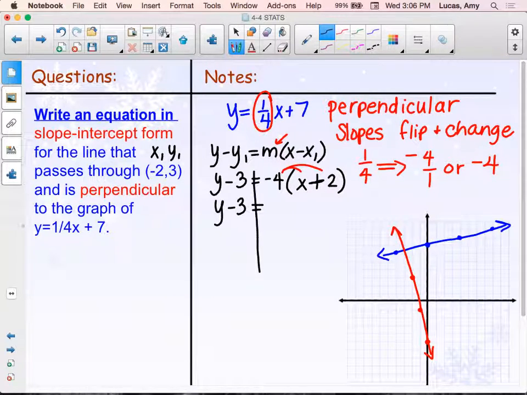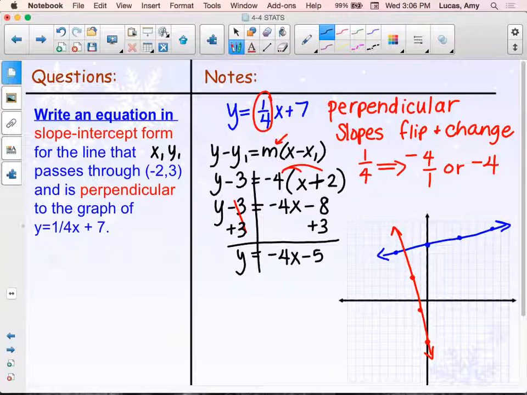Perpendicular slopes flip and change. Parallel slopes stay the same. Distribute -4 and you get -4x minus 8. Add 3. And you get -4x minus 5, which is exactly what my line looked like when I graphed it. So sometimes graphing works out that you could get your equation from the graph, other times it does not.